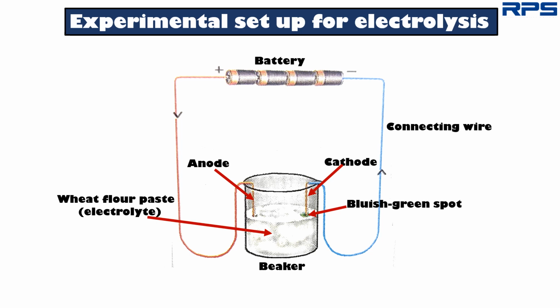After 30 minutes, you will observe that a bluish-green spot appears near negative electrode or cathode. So we can conclude that this change in the color of the electrolyte, that is wheat flour paste, is due to the chemical change caused by the passage of electric current through it.